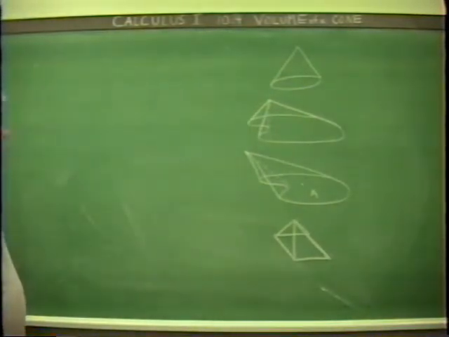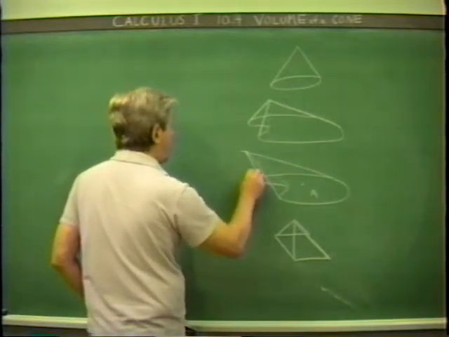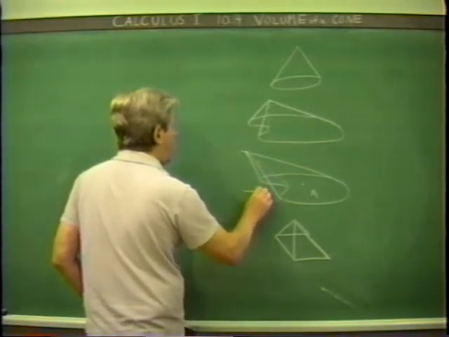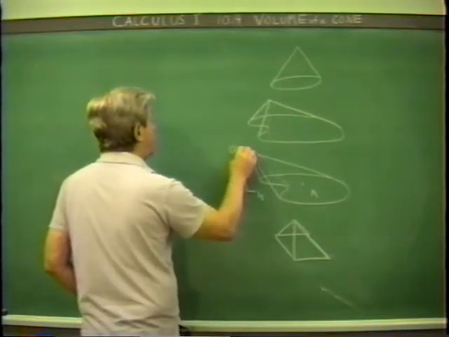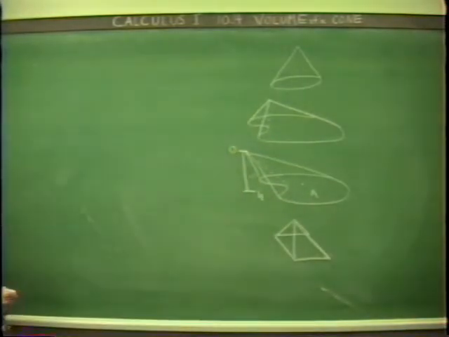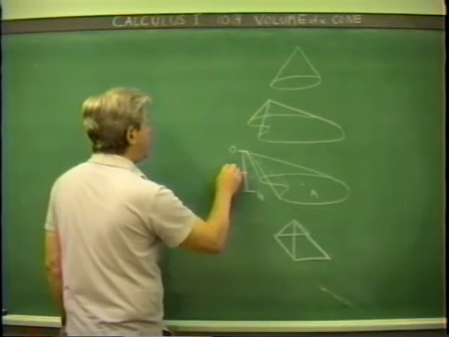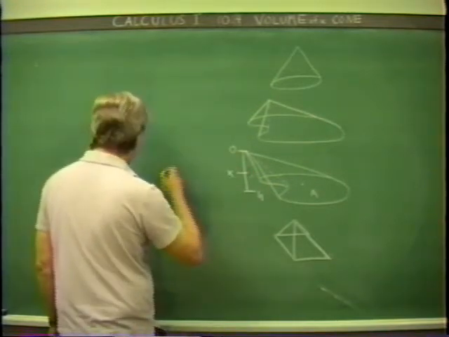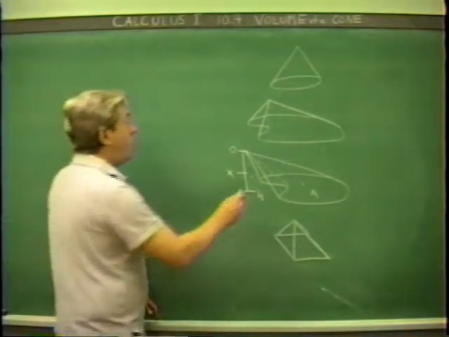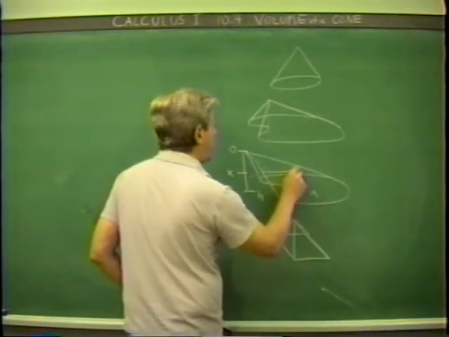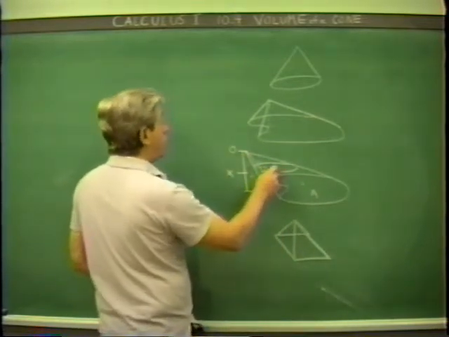For that purpose, we want to consider this to have height h. And what we're going to do is put an x axis here and make this equal to 0. Then we want to find the cross-sectional area at x, because according to the previous tape, if we can find the cross-sectional area at x, we will be able to find the volume by integrating that area with respect to x between 0 and h.